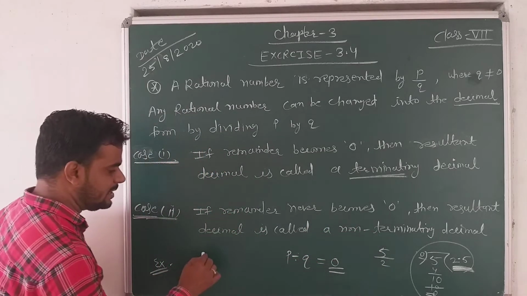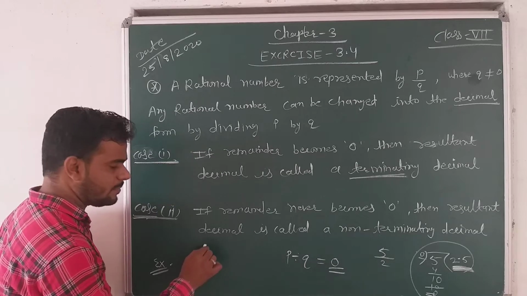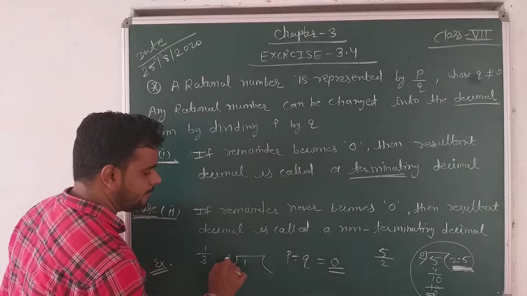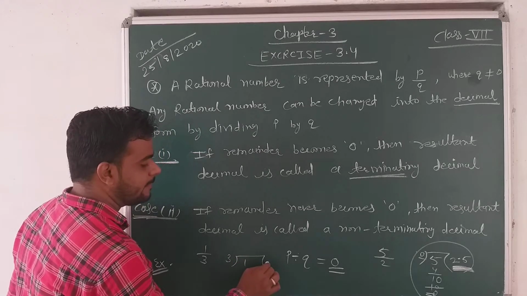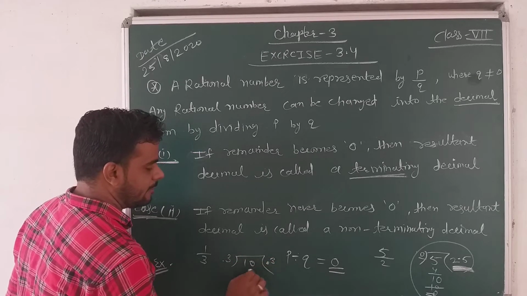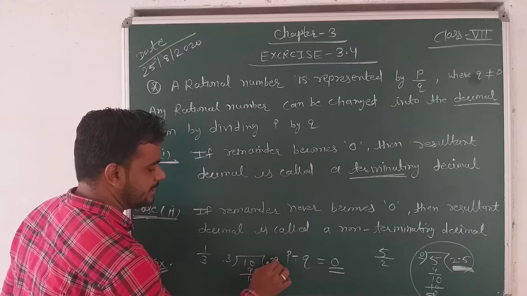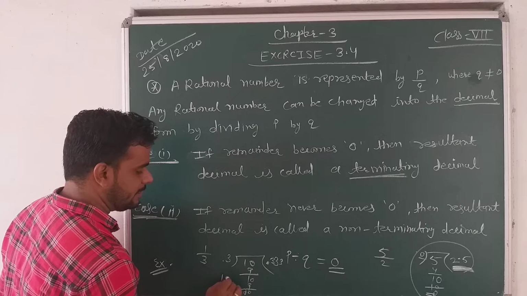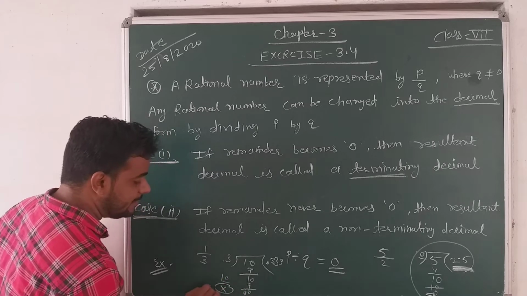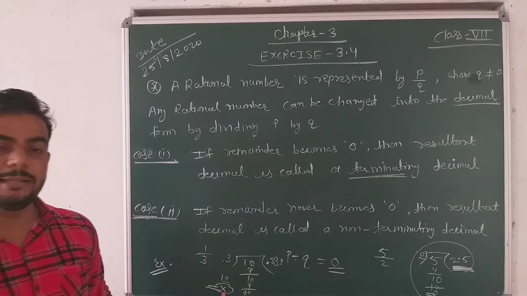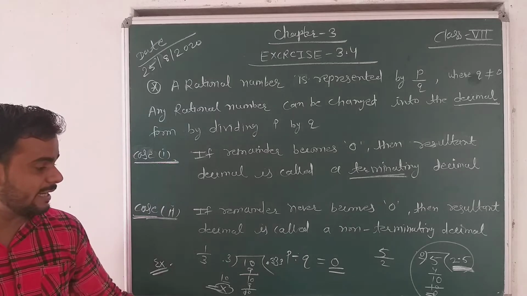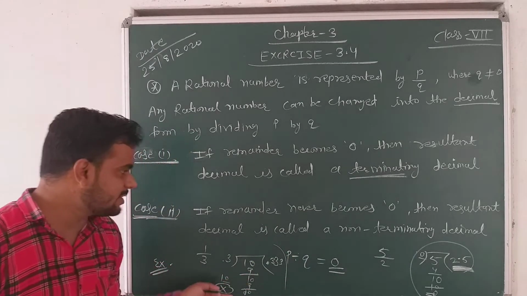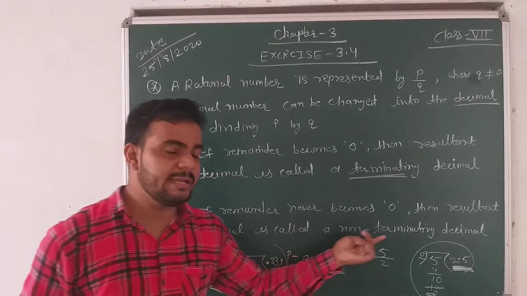So for example, 1 by 3. 1 divided by 3: first the decimal point, afterwards 0, 3 threes are 9, remainder 1, 0, 3 threes are 9, remainder 1, 0, 3 threes are 9, afterwards 1 0 again. So the remainder never becomes 0. Look here, the remainder 0 never comes, and this division keeps going on and on. So that type of decimal is called a non-terminating decimal.